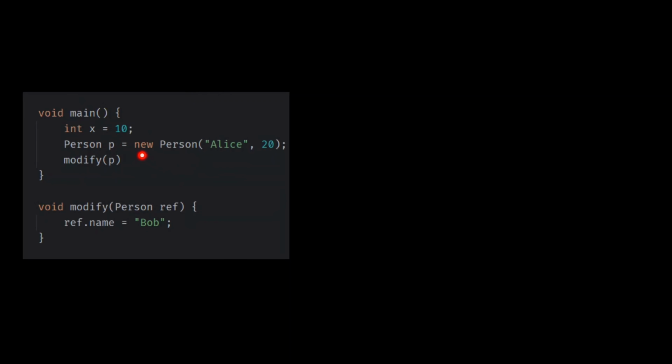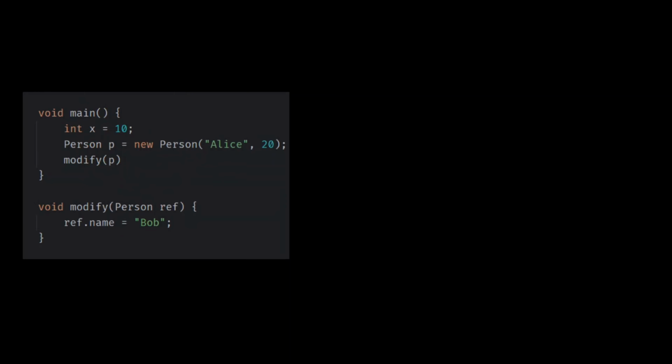Or do you know where this person object will be created? Or what happens when this modify function is called? So in this video, we are going to look at what happens inside Java memory when this code is executed line by line. For each line when it is executed, we will show what happens in Java memory by taking a snapshot of Java memory.